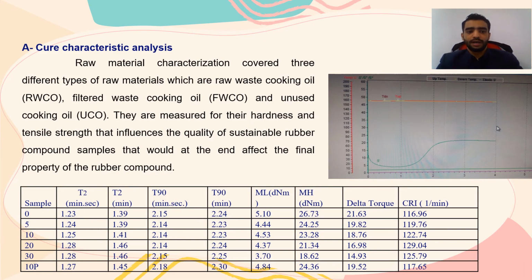Then we have the cure characteristic analysis. Higher cure rate for the oil-loaded samples is an advantage for higher production output, especially for the cooking oil types, as shown in this table. And this data comes from this picture. However, transesterified cocoa oil shows a good plasticizing effect to facilitate mixing, supported by lower compound viscosity.